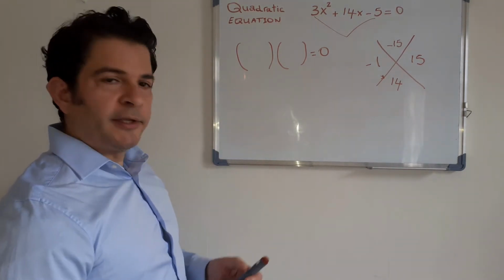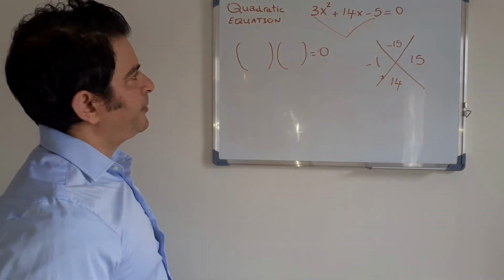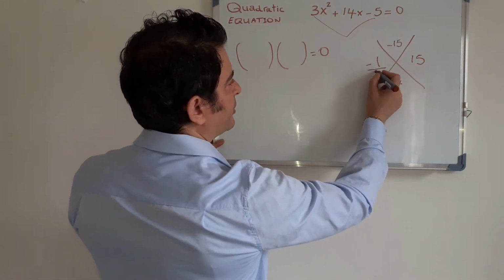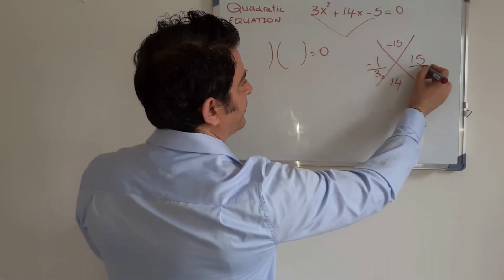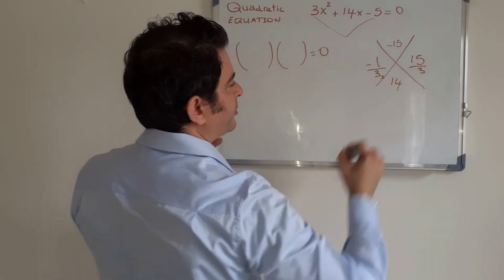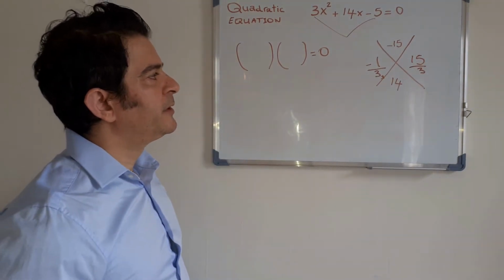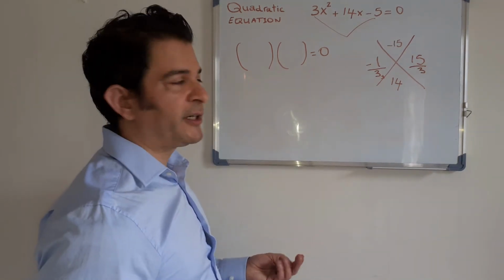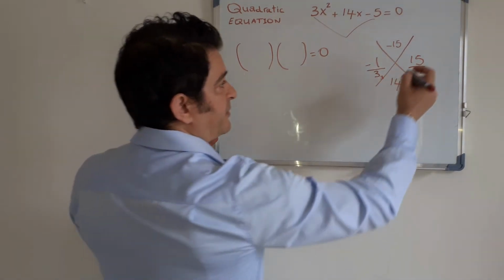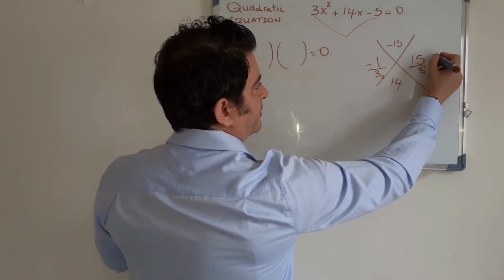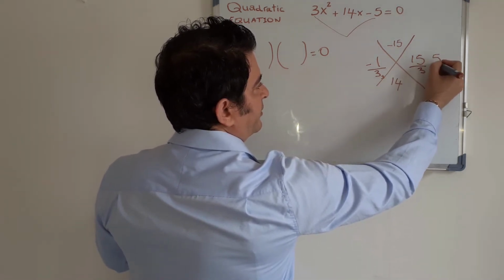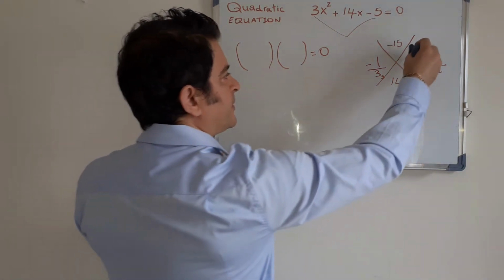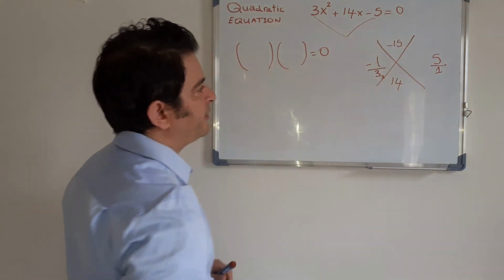So the next thing we need to do is take the coefficient 3 and put it at the bottom here, and then same thing here. So we have two fractions, and we need to simplify them. So minus 1 over 3 is already simplified. 15 over 3 can be simplified as we divide by 3, so that gives us 5 over 1.